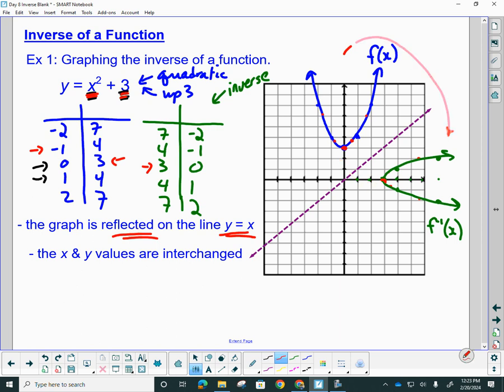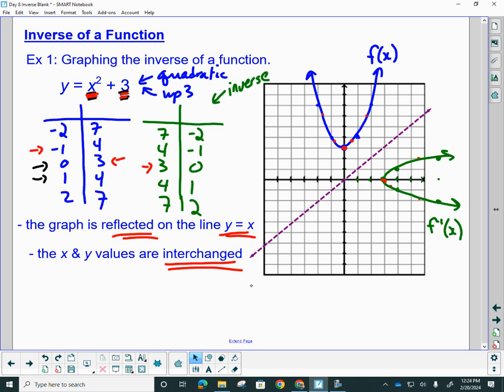So this folding over that imaginary line, that y equals x line, is a good way to visually see what's going on when you're finding the inverse, because the x and the y values get interchanged or switched. So this is an interesting little example to visually see what's going on. Just do your table of values, switch your x's and y's, and that can get you a graph.